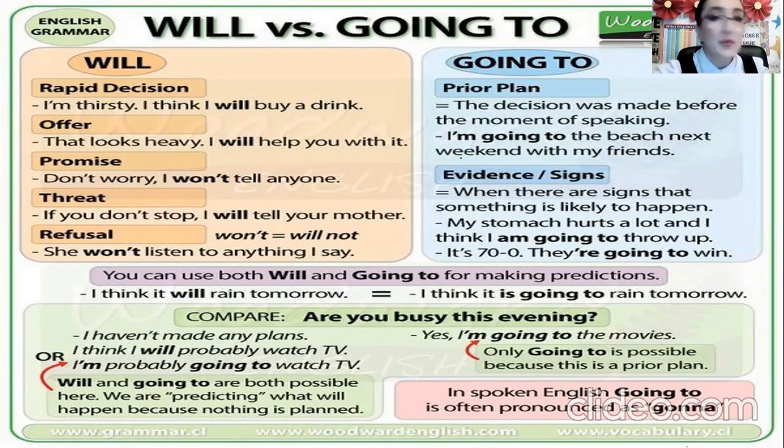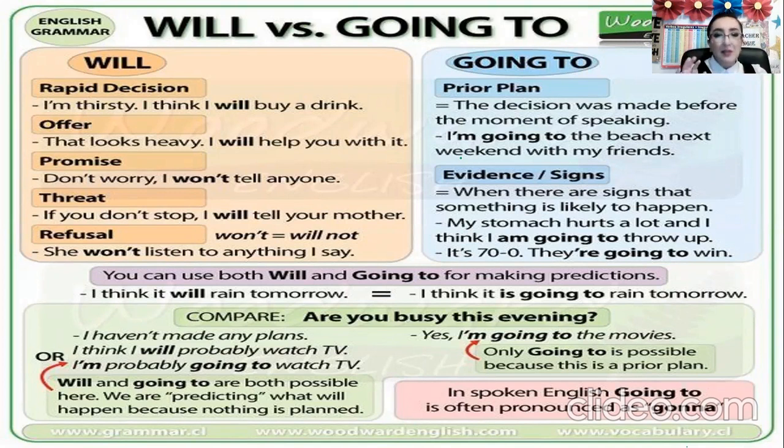You are going to be using going to when we have prior plans, okay? When you have been thinking a lot about a plan that you have before, or thinking about the decision that was made before the moment of speaking. Okay, what does that mean?